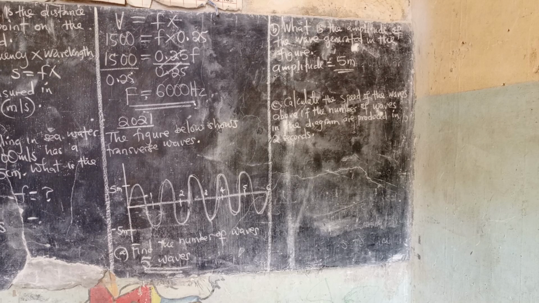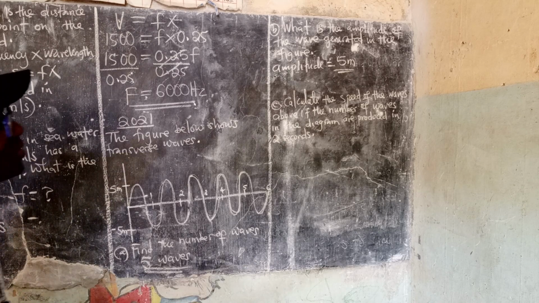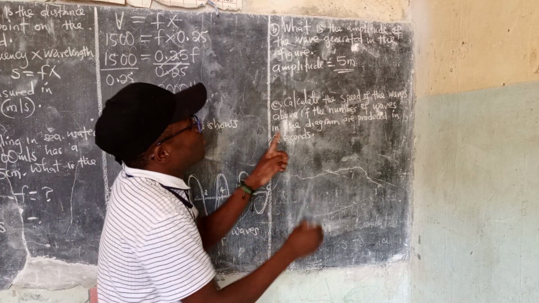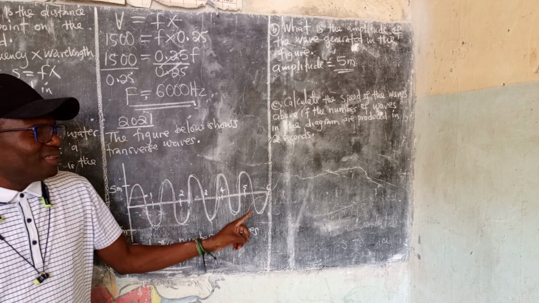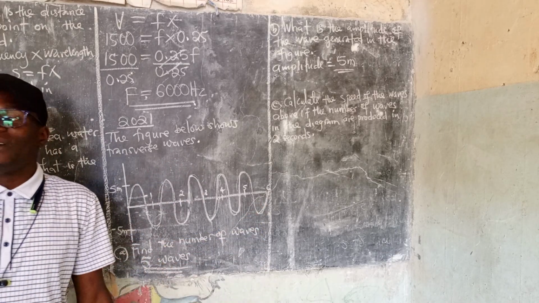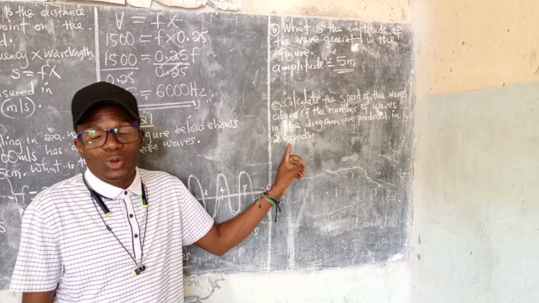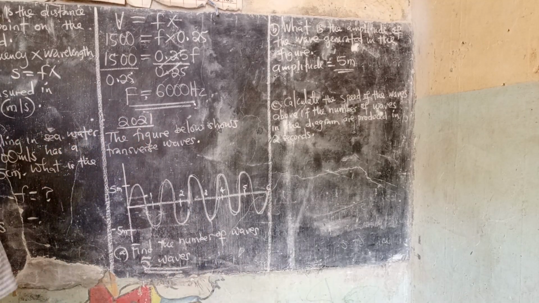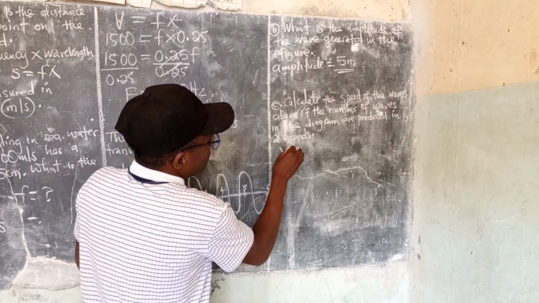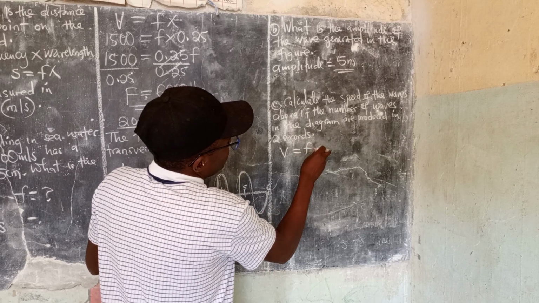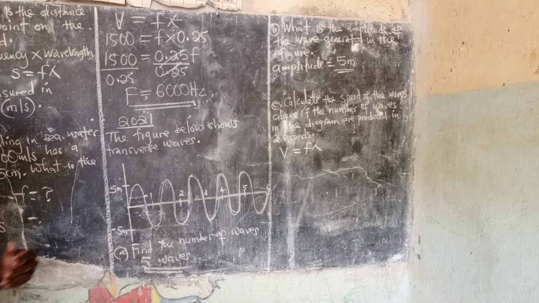Then the last one: calculate the speed of the waves above if the number of waves in the diagram are produced in 2 seconds. That means how many waves are here? There are 5. All these 5 waves have been produced in how many seconds? 2 seconds. That means that we can find the frequency. The formula is speed is equal to frequency times wavelength.